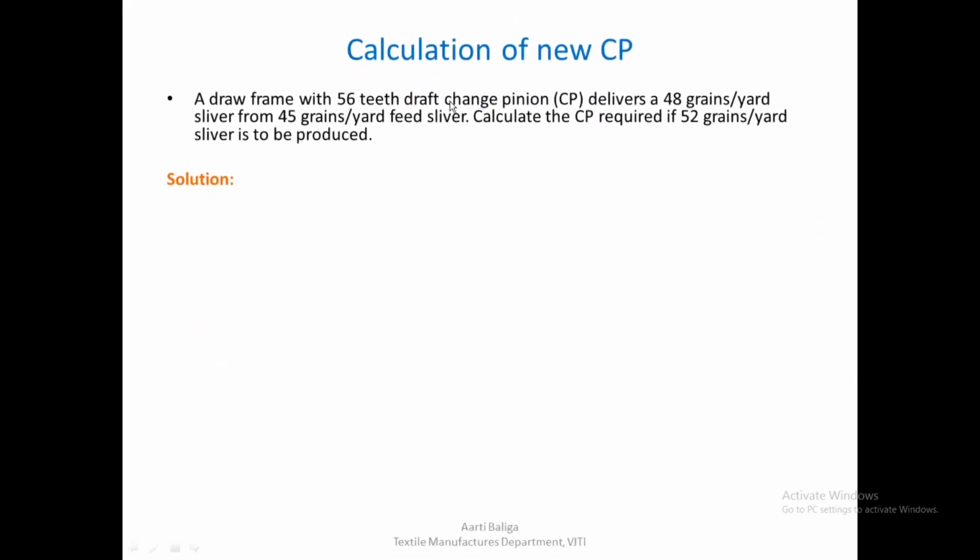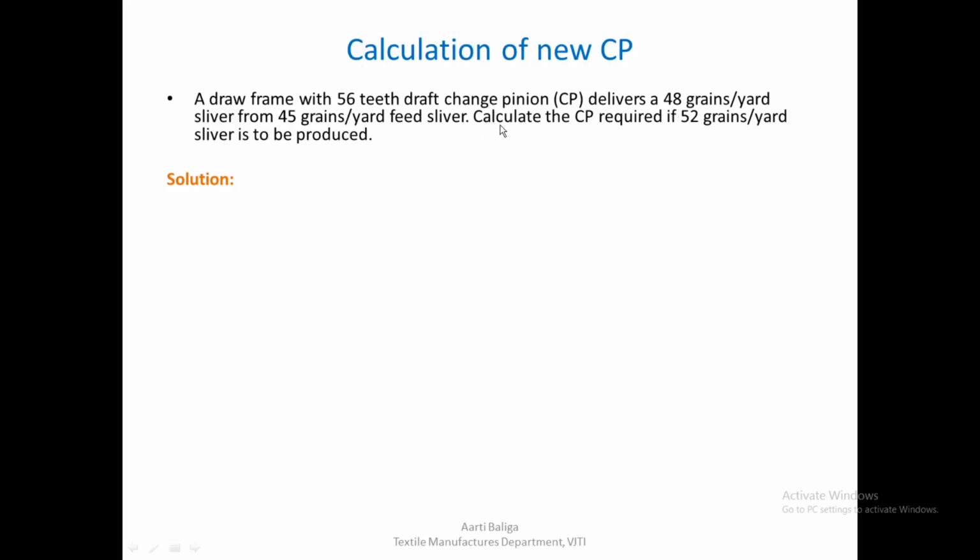So now we come to the next type of problem where we have to calculate new CP. In a draw frame with 56 teeth on the draft change pinion, which is known as CP also, it delivers a 48 grains per yard sliver from a 45 grains per yard feed sliver. So we have been given delivery as well as feed sliver, so we can easily calculate the existing draft on the machine from these two values.